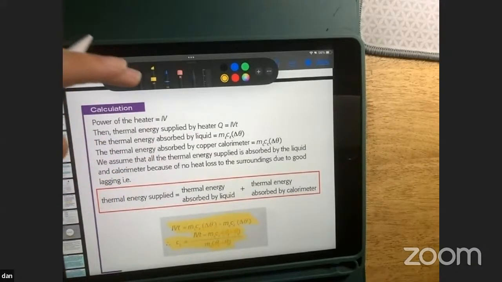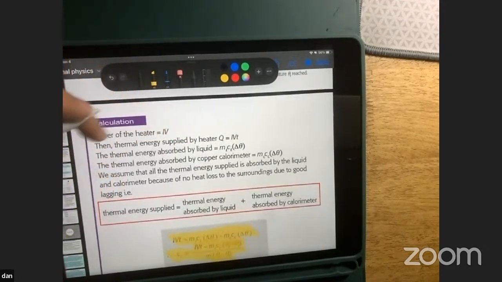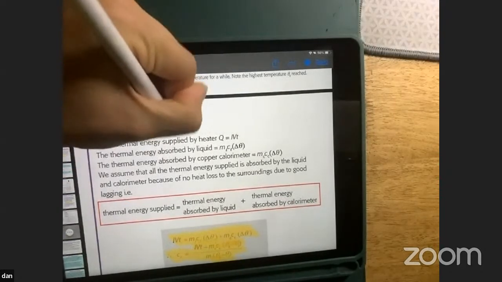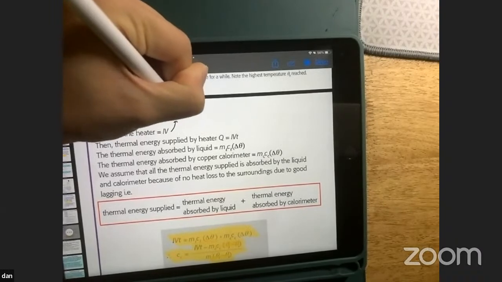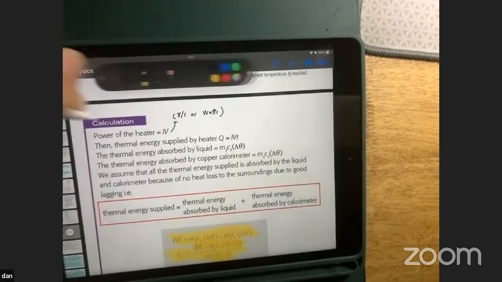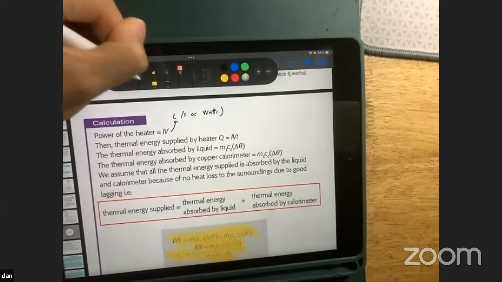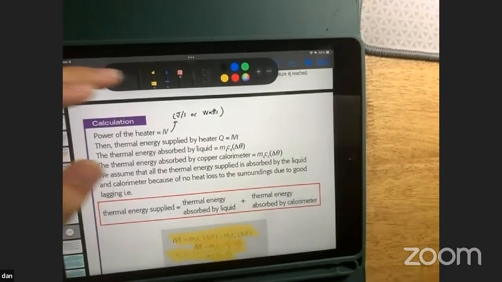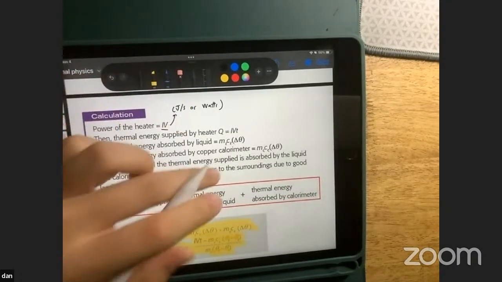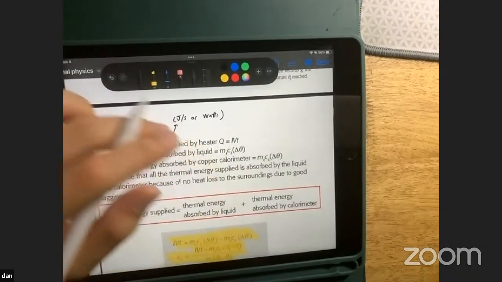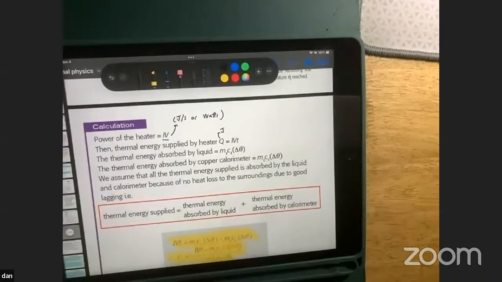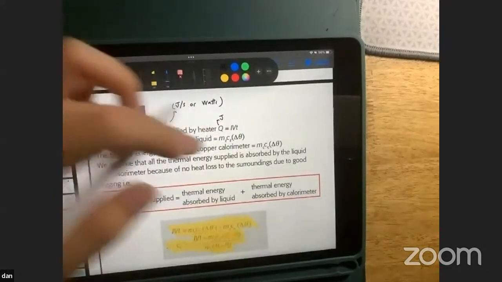IV is power. What's the unit of IV? The unit of power is watts, right? Yeah, joules per second. Same thing. Joules per second. Q is thermal energy, right? So this will be joules. Power times t, that makes sense.